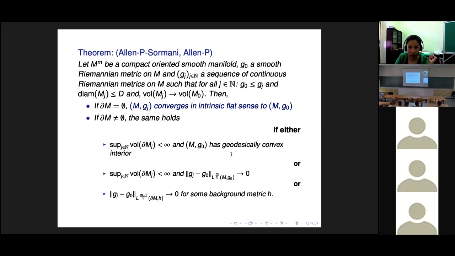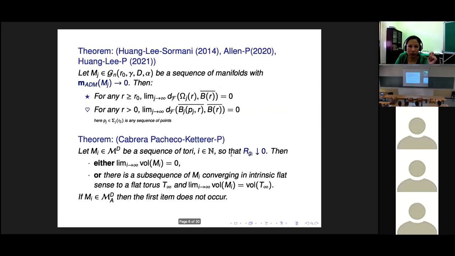Okay, so then what can we do with these theorems? With these theorems, we can prove the following. Some result about the stability of the positive mass theorem, which says we can come up with a class of manifolds. And within this class, if I take a sequence of manifolds, MJ, and I require that the ADM mass converges to zero, then we will have intrinsic flat convergence to where one expects. So this VR is a Euclidean ball. And here, this is also a Euclidean ball.